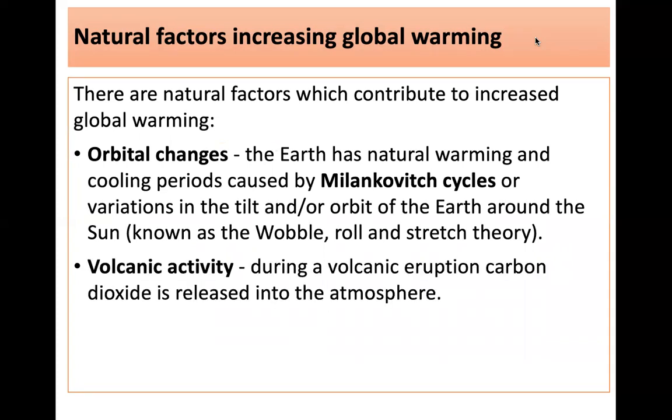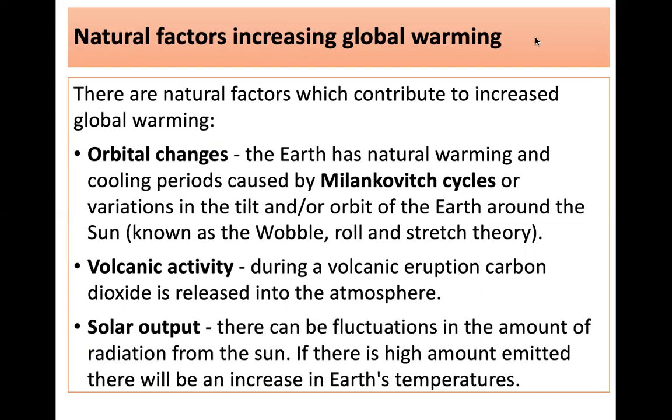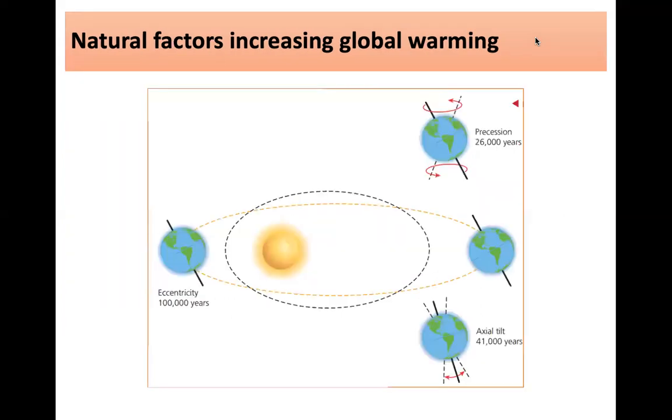Volcanic activity also causes a natural increase in temperature or decrease in this respect. During a volcanic eruption, carbon dioxide is released into the atmosphere. Sulfur dioxide converts into sulfuric acid, and these aerosols act like little tiny mirrors that reflect back towards space. And then solar output, there can be fluctuations in the amount of radiation from the sun. If there is a high amount emitted, there'll be an increase in Earth's temperatures.